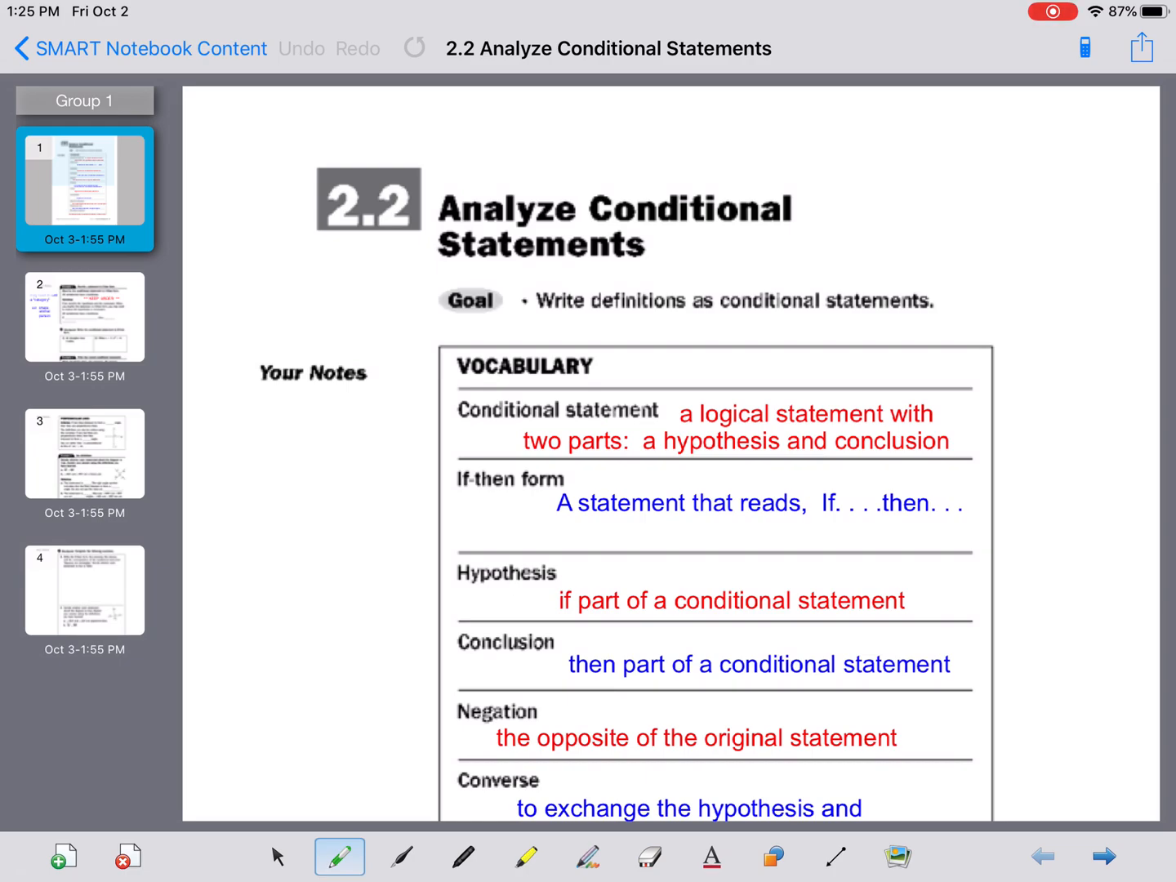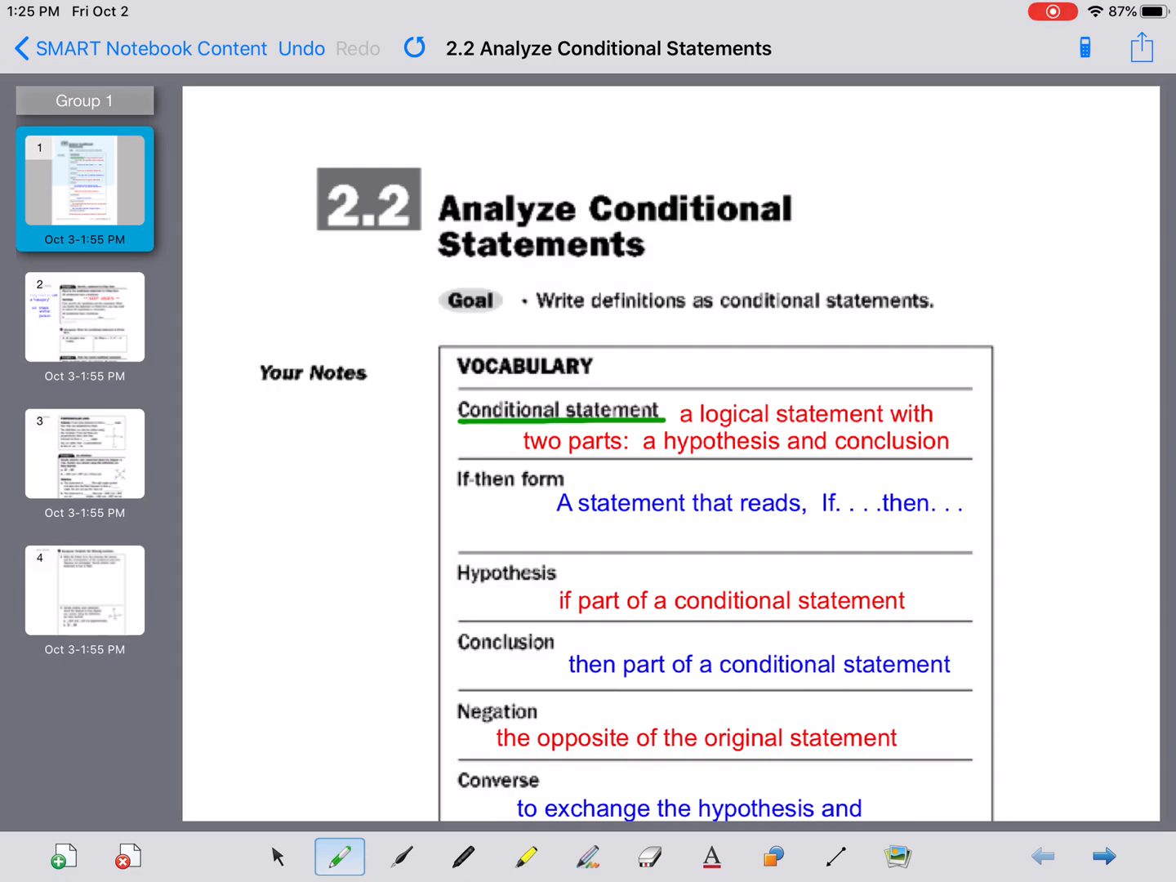In conditional statement, I just want to point some of these out because we're going to see these words over and over. It is written in an if-then form, which is our next one, a statement that starts out if this, then this. I often use the example, if your room is clean, then you can go to the football game on Friday. So I give a condition. I give you something that you have to work on, if your room is clean. And the conclusion is, then this will happen. Okay, so that's an if-then form.